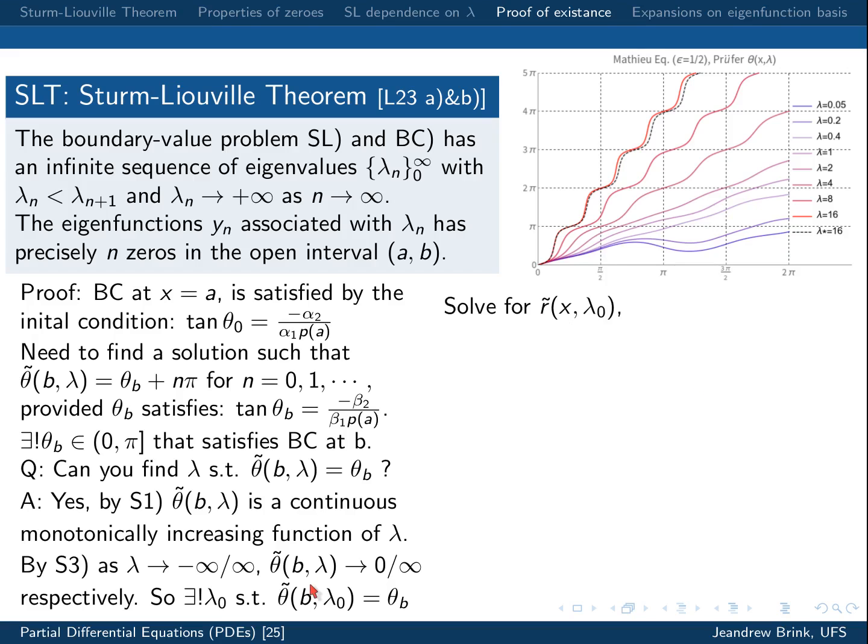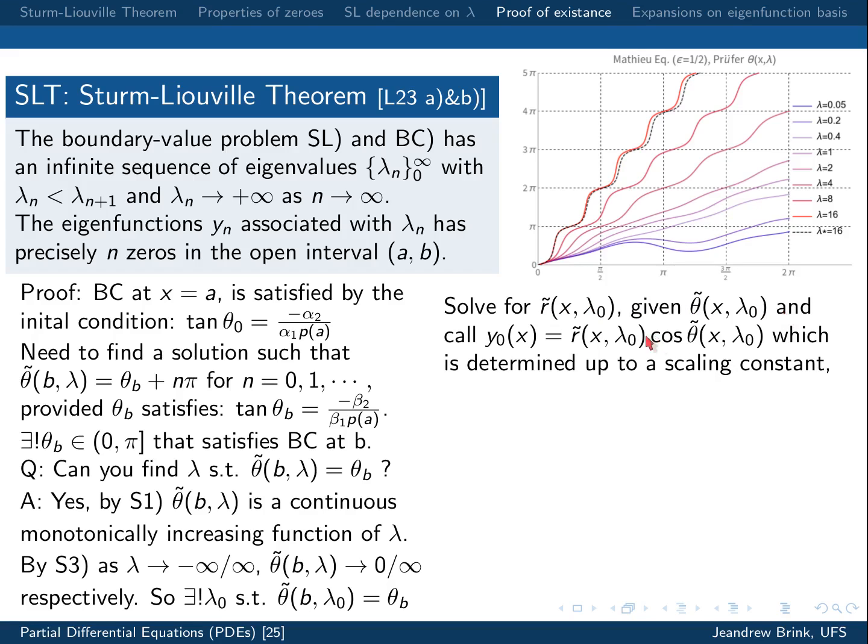And the moment you've got that value of lambda 0, you can solve for your whole solution, because you can solve for r of x lambda 0, because you know what theta of x lambda 0 is. And once you have that, you can then construct y0, which is your eigenfunction, which is just r tilde x lambda 0 times cos of theta tilde x lambda 0.